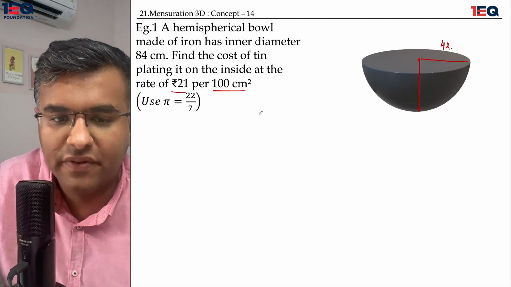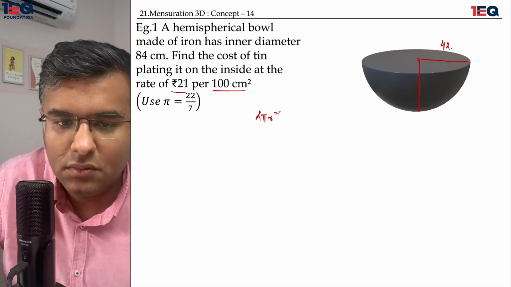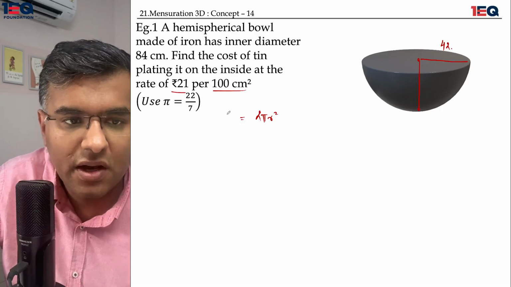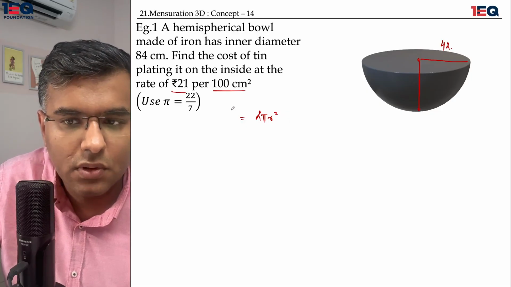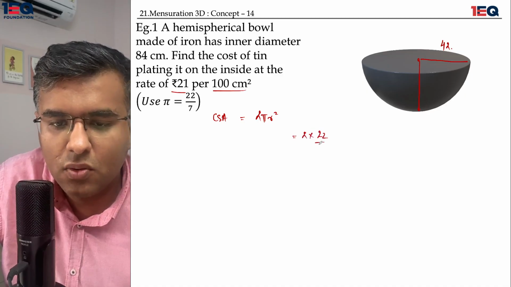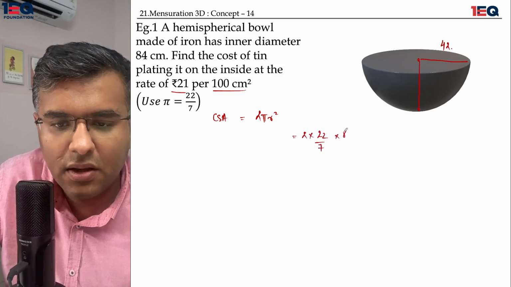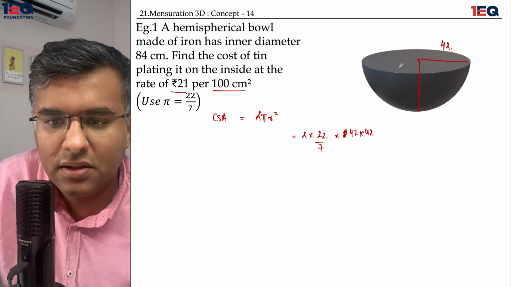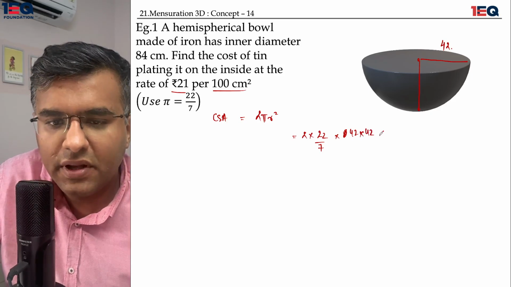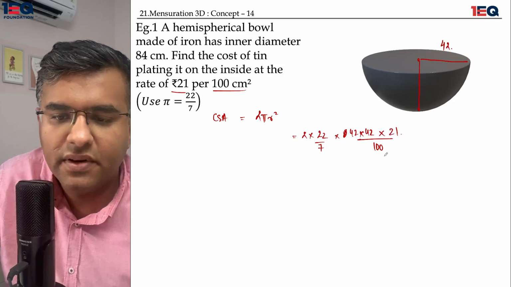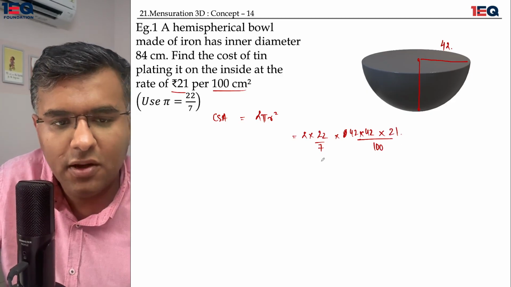So I'll simply have to find out 2 pi r square. This 2 pi r square is nothing but the curved surface area of a hemisphere. 2 pi r square, 2 multiplied by 22 over 7 multiplied by 42 into 42. This is the internal area that we are talking about. Now, for each and every 100 centimeter square, I would be paying 21 rupees.